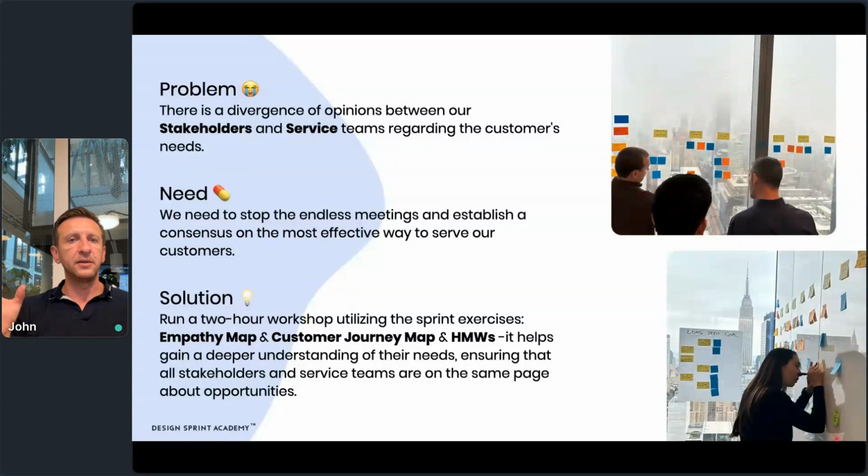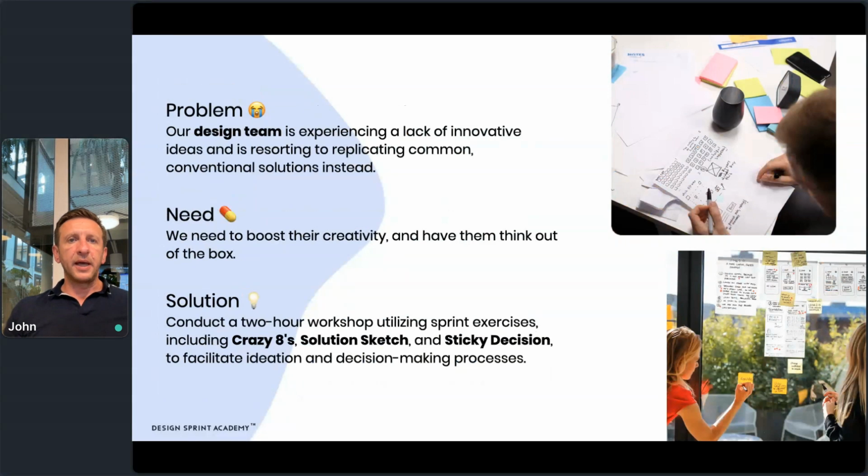Vote for the how might we ways, and you have a starting point to some new initiatives. So that's one of the things that you can do. It takes 2 hours, very easy. Or you can have a team that's struggling with creativity. And what you can do in this case, in order to boost their creativity, is run a workshop that uses the Crazy 8 sketching exercise, and then you do a full solution sketch, and finally go through the sticky decision process where they can quickly evaluate and vote on these different solutions and come up with some new ideas.